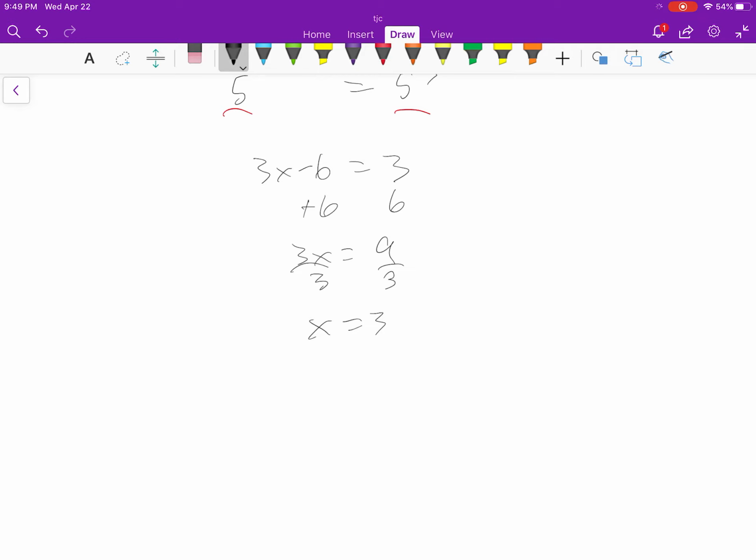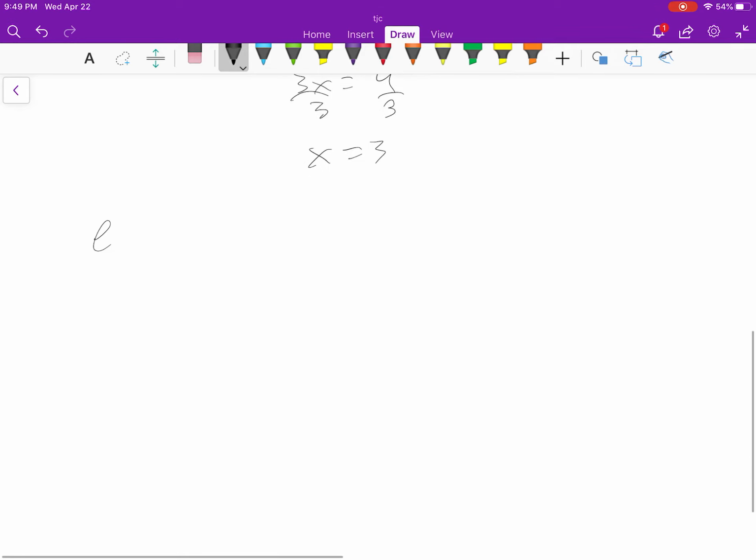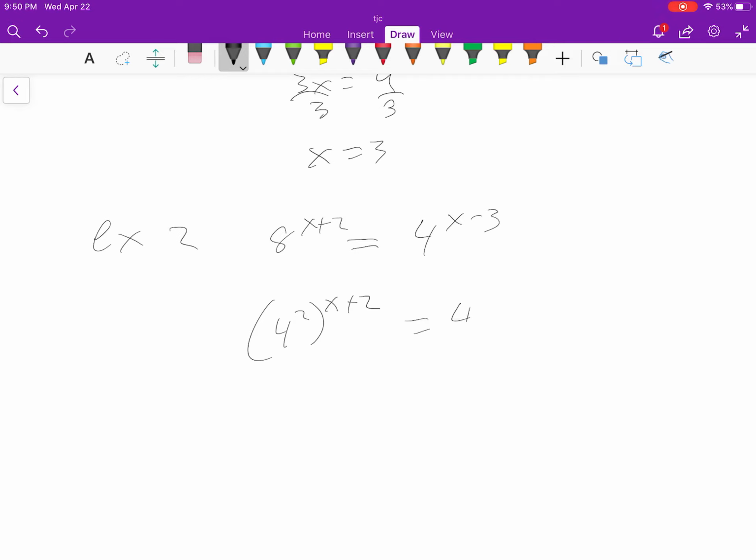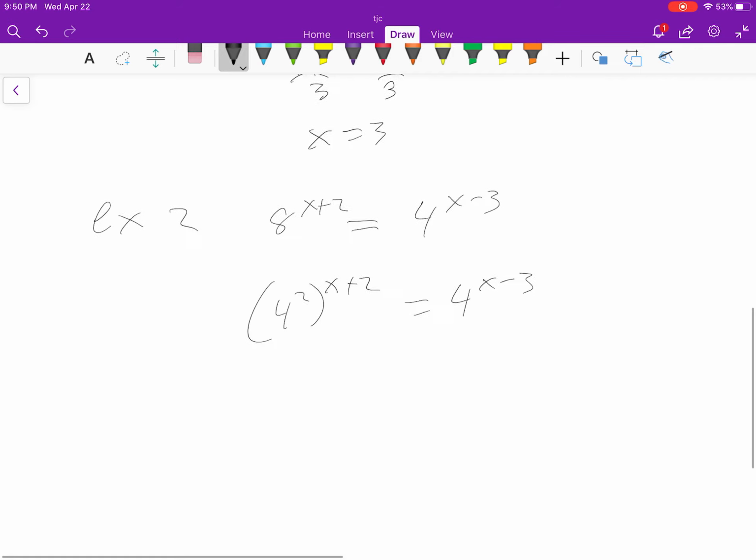Let's look at another example. This one is a little harder, but we do know that 8 and 4, that 8 is really 4 to the second. So we can rewrite the left-hand side as 4 to the second, and that is raised to the x plus 2 power. Right-hand side doesn't change.